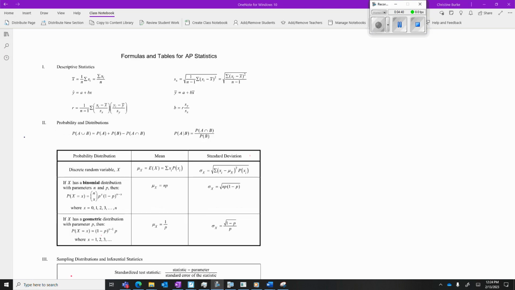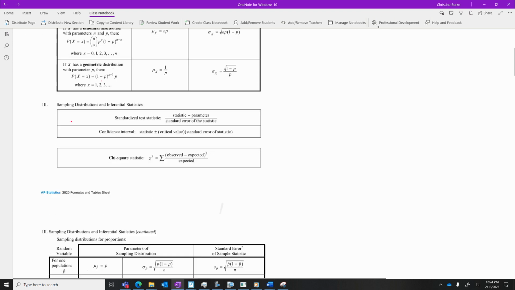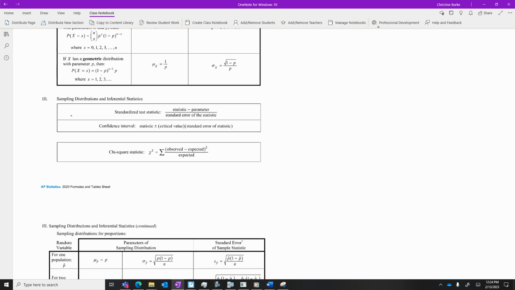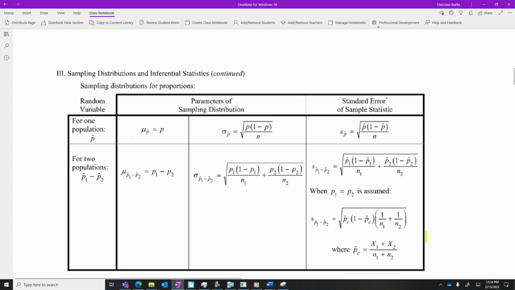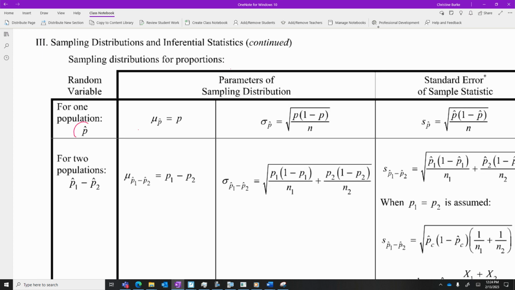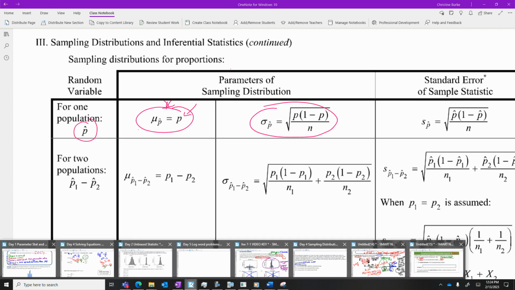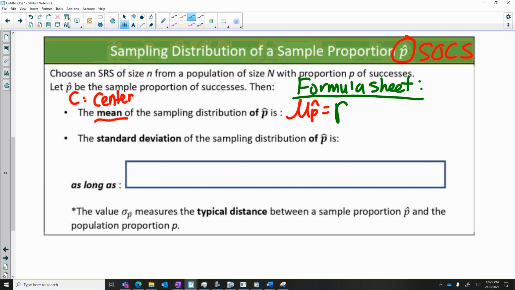So if you're looking on your reference table, you're going to scroll to number 3. Roman numeral 3 is called sampling distributions and inferential statistics. And right here it says continued, you're going to look at p hat, and here is the mu p hat. So mu sub p hat we're going to use, and sigma p hat here. The mean of all the p hats should equal p, the true proportion of the parameter of the population. Mu sub p hat equals p.